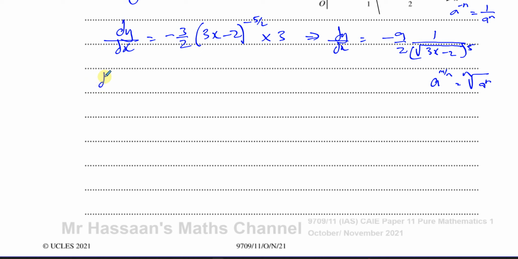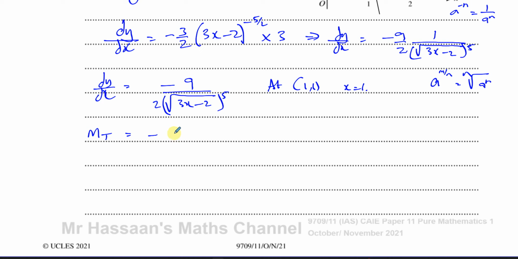So we're left with dy/dx, the gradient function, which is -9 over 2 times the square root of (3x - 2) to the power of 5. Now at the point (1, 1), x equals 1. So the gradient of the tangent is what you get when you put 1 in here. So you have -9/2 times: 3 times 1 is 3, minus 2 is 1, so you end up with the square root of 1 to the power of 5, which is 1 anyway. So you end up with -9/2.